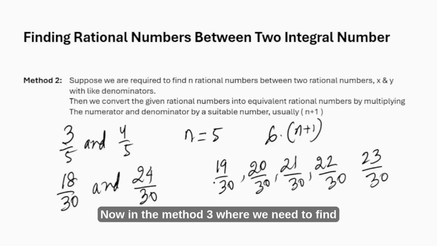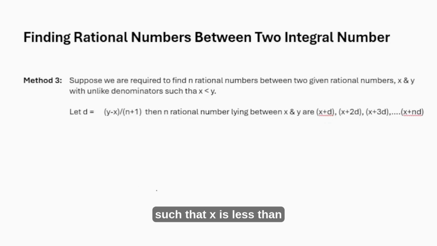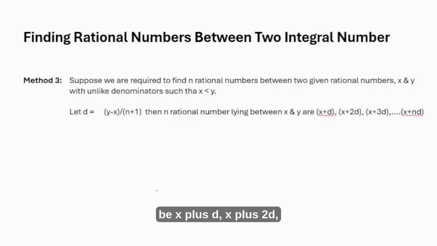Now in method 3, we need to find n rational numbers between two given rational numbers x and y with unlike denominators such that x is less than y. Here we need to find a number d which is denoted as y minus x divided by n plus 1, where n is the number of rational numbers lying between x and y. So the rational numbers between x and y will be x plus d, x plus 2d, x plus 3d, and so on, up to x plus nd.